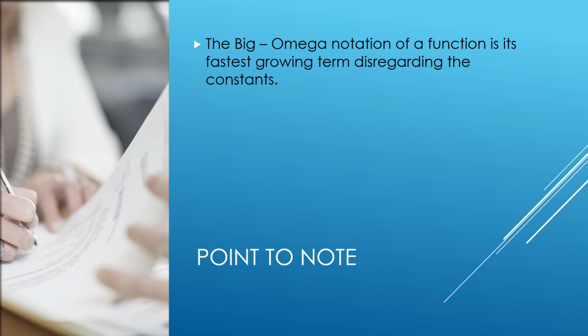The big omega notation of a function is its fastest growing term disregarding the constants. If f(n) is 3 raised to n plus 2n square plus 3, then f(n) is omega of 3 to the n. You don't need to prove anything. You just look at the fastest growing term, that is the omega notation. I know that you would say that I said the same thing about big O. I will come back to this point in a while.